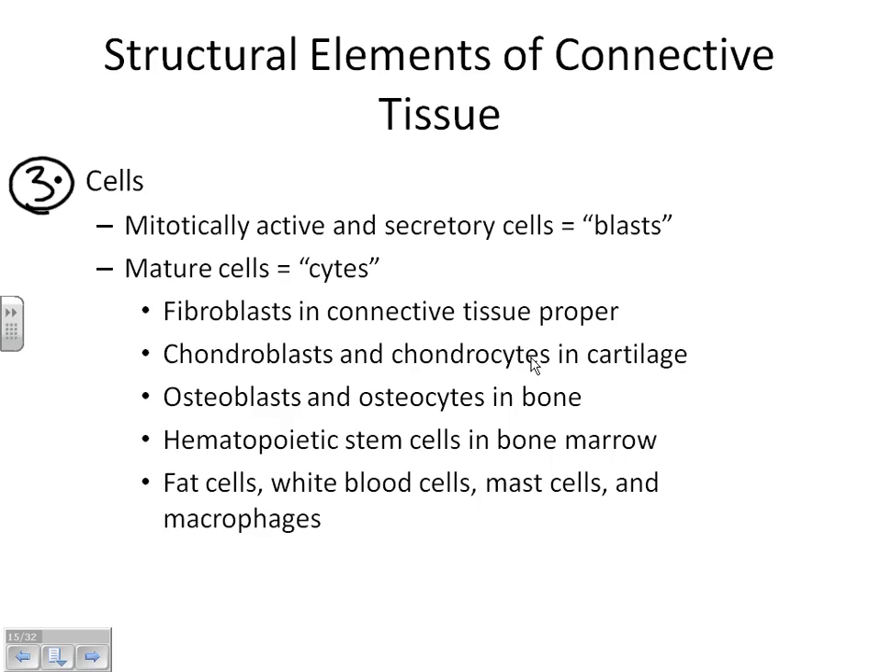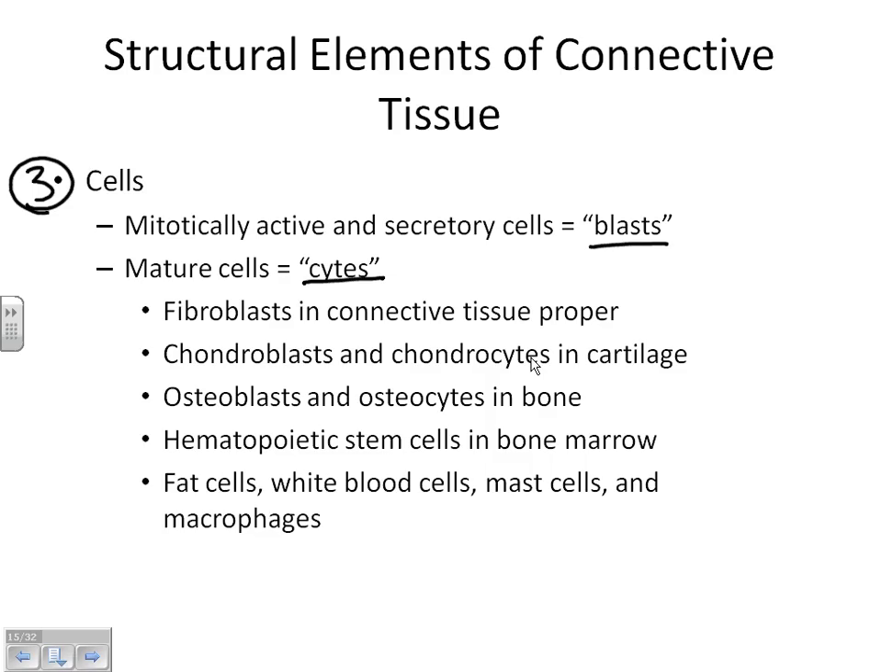Okay? The third component of connective tissue are your cells. And we're going to use two words for cells. We don't just call them cells. We call them blasts and cytes. If it's called a blast, that means it's an immature cell. If it's called a cyte, it's a mature cell. Now, if you're looking in the microscope, I would never ask you, is that a blast or a cyte? You can't tell. They look the same, but physiologically they do different things.